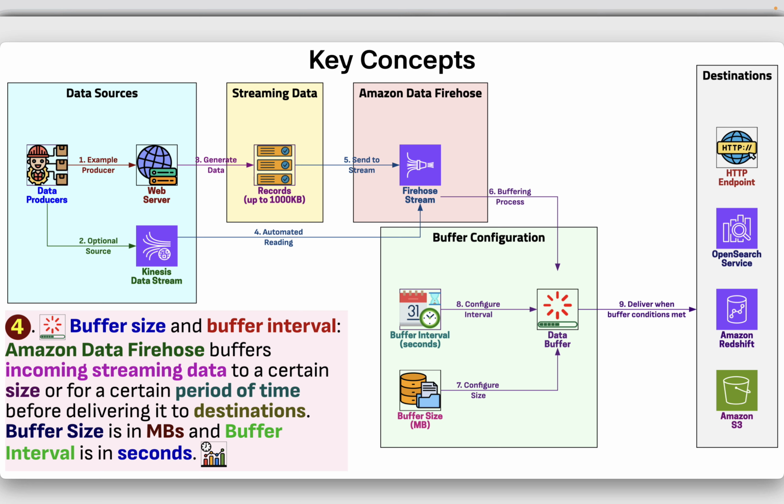Buffer size and buffer interval. So Amazon Data Firehose buffers incoming streaming data to a certain size or for a certain period of time before delivering it to destinations. Buffer size is in MBs and buffer interval is in seconds.